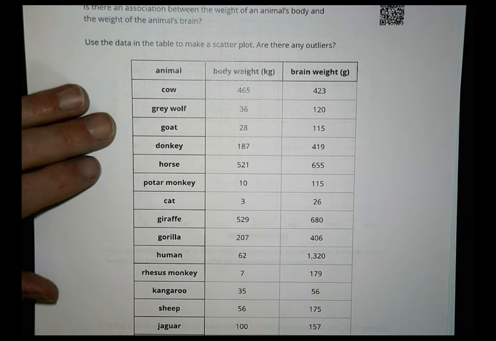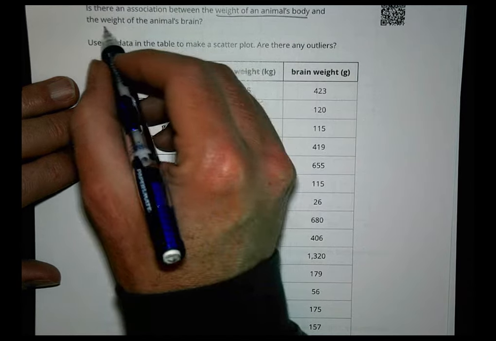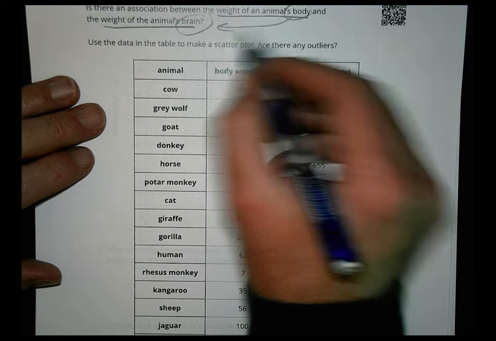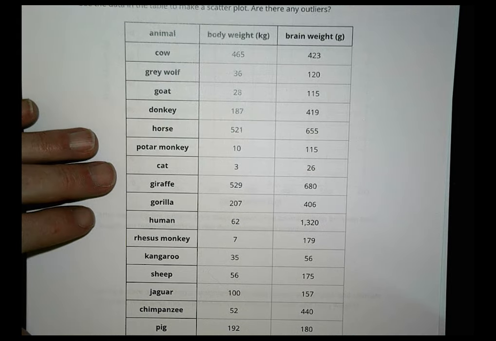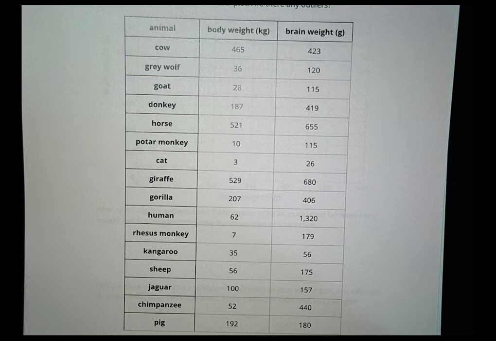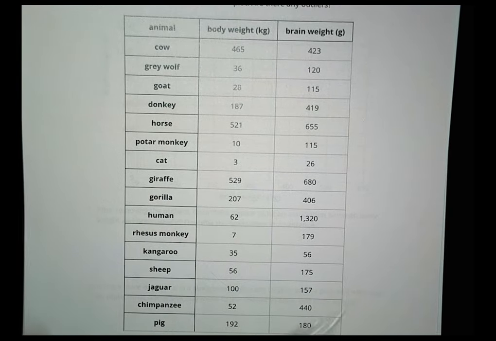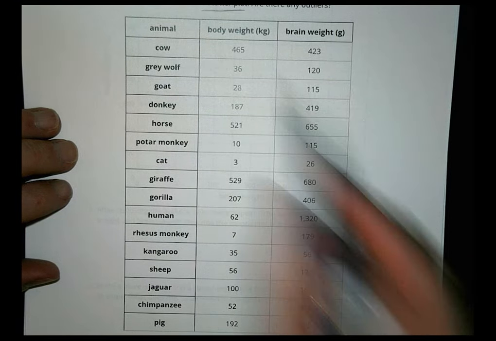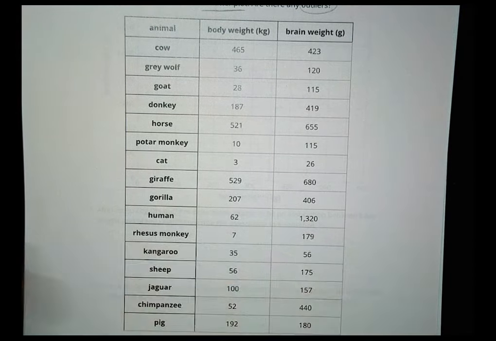Okay, alright. It says, is there an association between the weight of an animal's body and the weight of an animal's brain? Is there a connection between the brain and body weight of an animal there? And so we have all this data here in this table. So the question is, is there a connection between all of this information? Okay, that's what we're wondering there. So it says use the data in the table to make a scatter plot. So we want to use these numbers to make a scatter plot and see if there are any outliers in the information that we have.